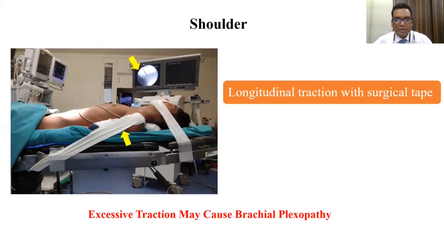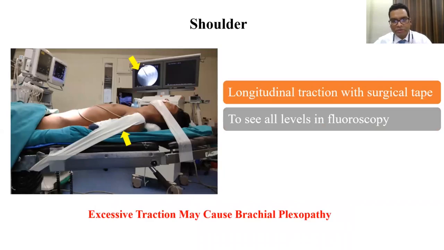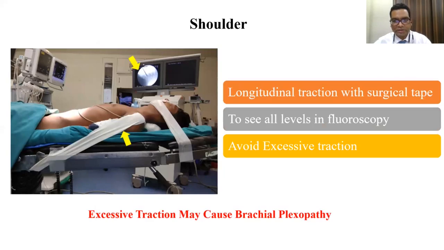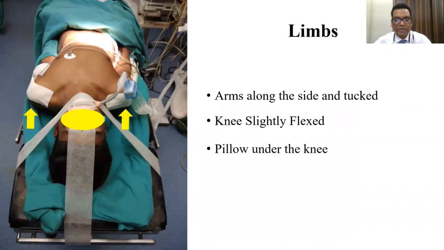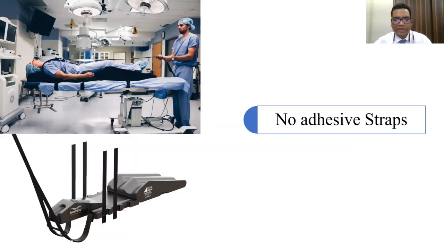At the shoulders, longitudinal traction should be applied with surgical tape to see all the levels in fluoroscopy, as shown in the C-arm picture, and avoid excessive traction. Then the arms should be along the side and tucked, the knees should be flexed, and a pillow should be under the knee.